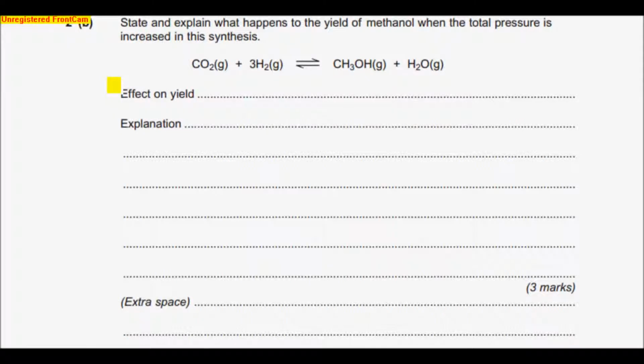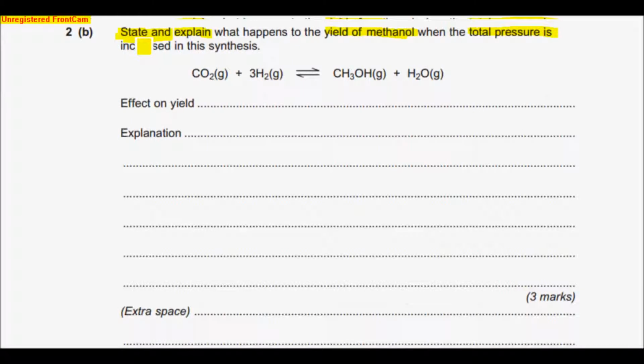Okay, so it's now time to do an examination question. I've taken the Chem 2 AQA June 2012 paper. In the question, it's asking us, first of all, to state and to explain what happens to the yield of methanol when the total pressure is increased in this reaction or in the synthesis.